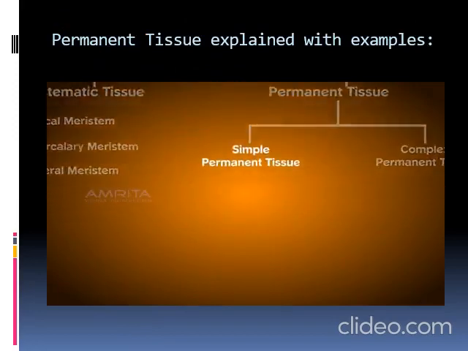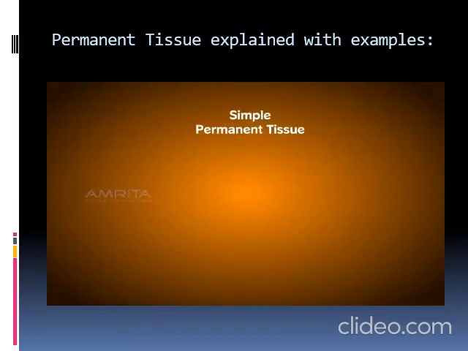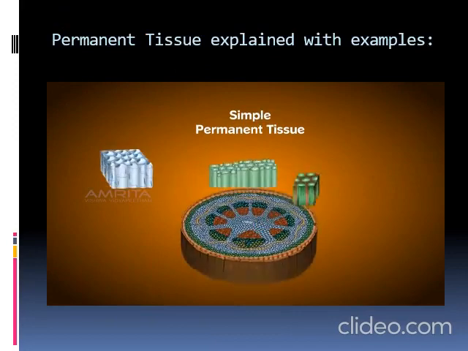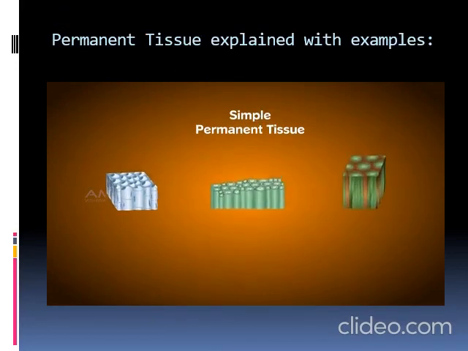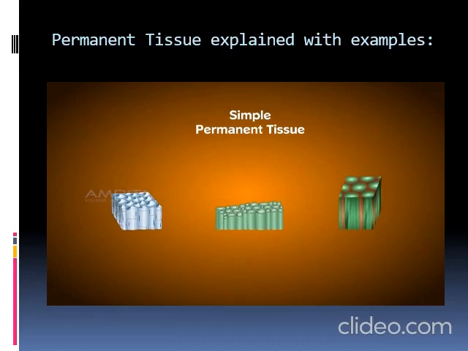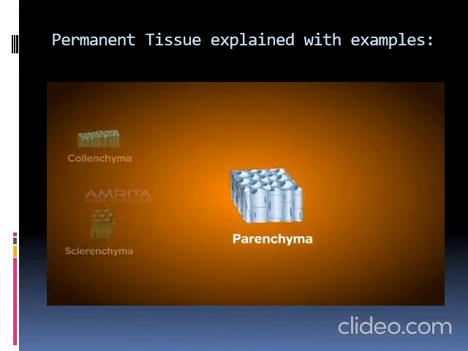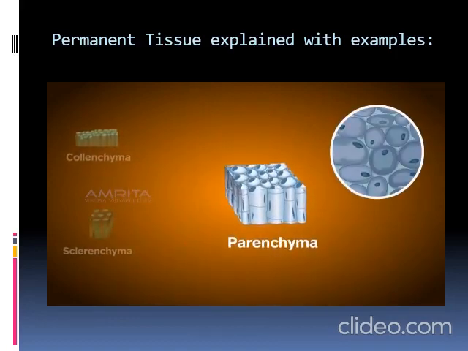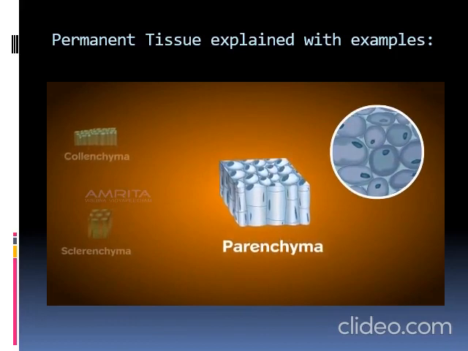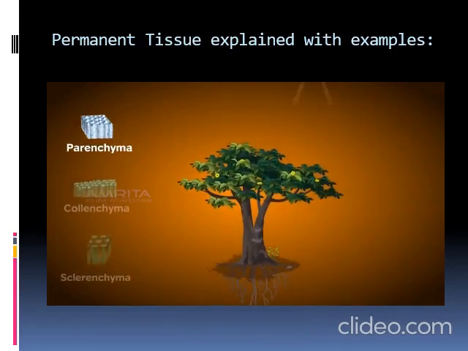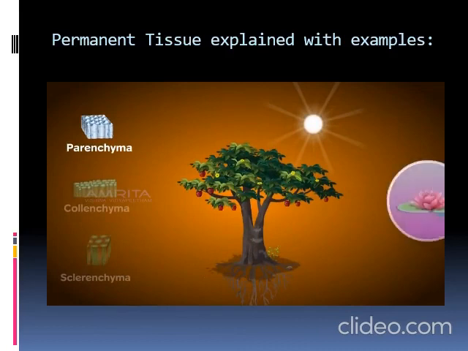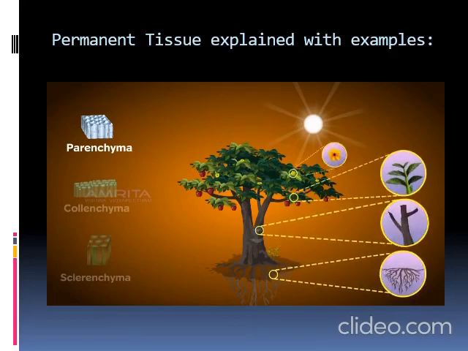Simple permanent tissue is called simple tissue because it is composed of similar types of cells that have a common origin and function. Based on the function, they are further classified into parenchyma, collenchyma, and sclerenchyma. The parenchyma tissues are oval-shaped cells with thin cell walls and have extensive spaces between the cells. They aid in photosynthesis, storage, and also help aquatic plants to float. They are composed of living cells found in roots, stems, leaves, and flowers.